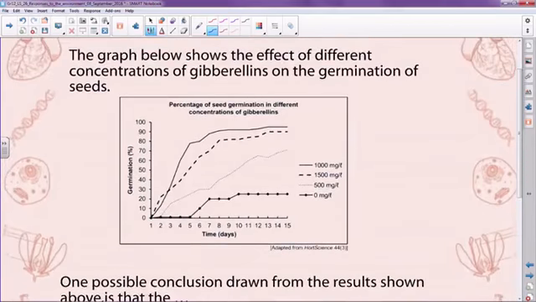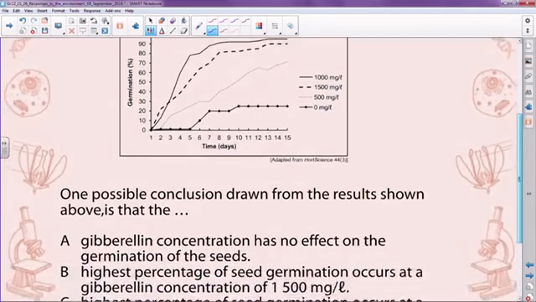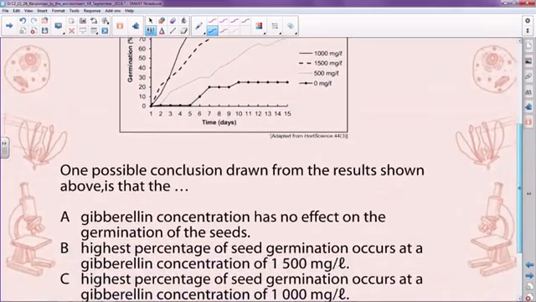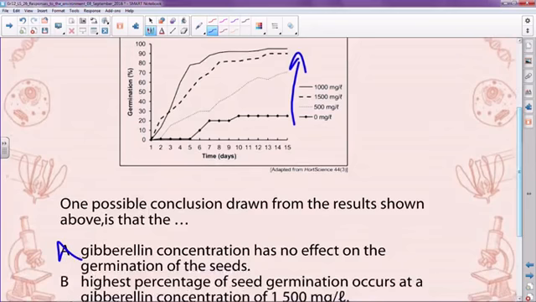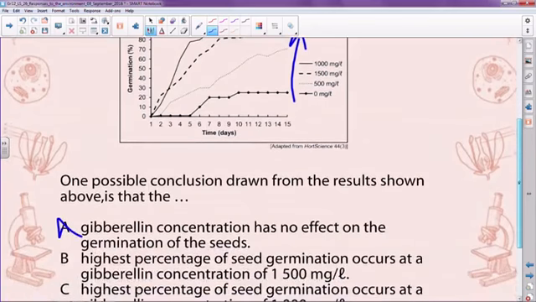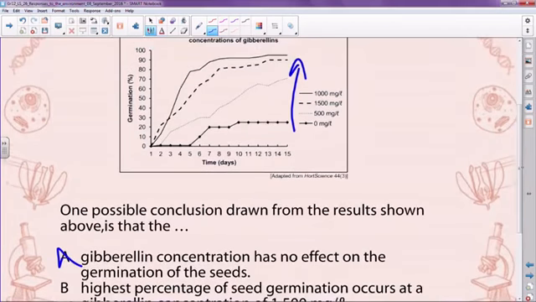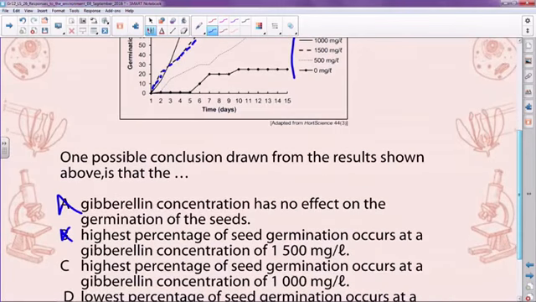Now, which one is going to be the best? The first one, gibberellin concentration has no effect on the germination of seeds. Of course it does. Look how the germination of seeds has increased. So yes, it has. Okay, so we definitely know A is not it. If we have a look at B, the highest percentage of seed germination occurred at a gibberellin concentration of 1,500. 1,500 is the dot. So there it goes. One beats it.